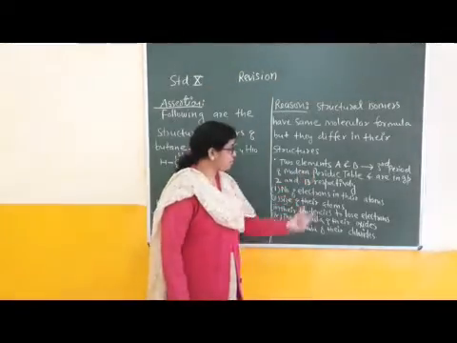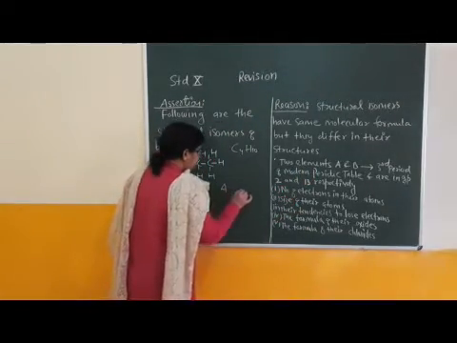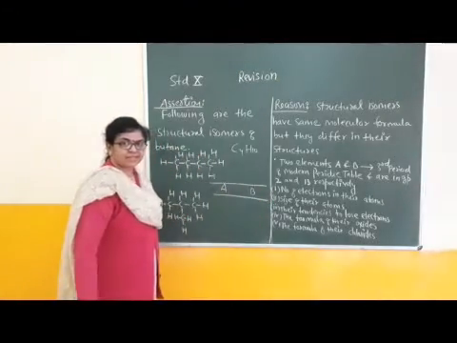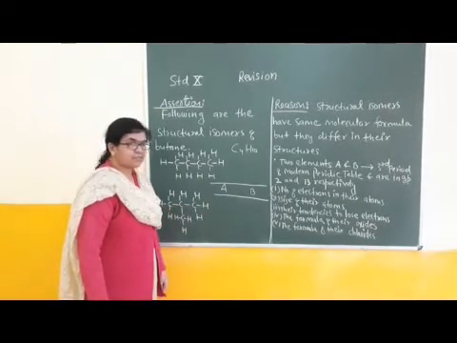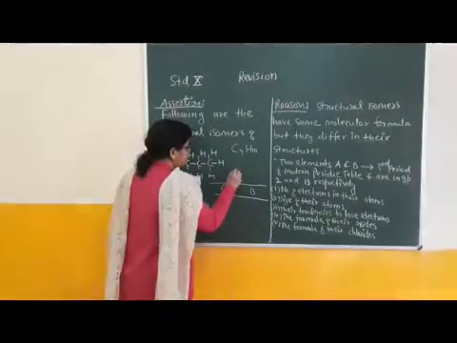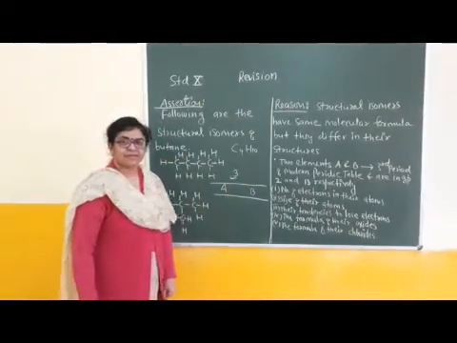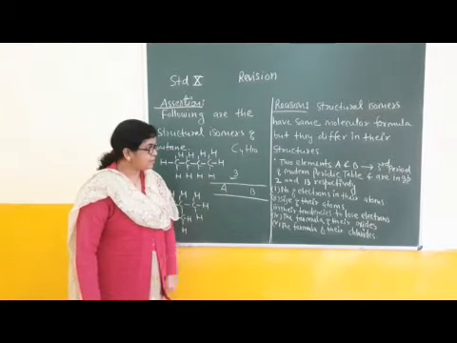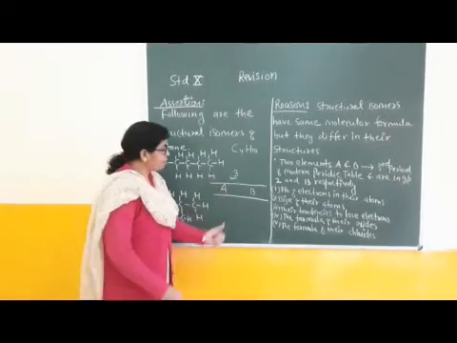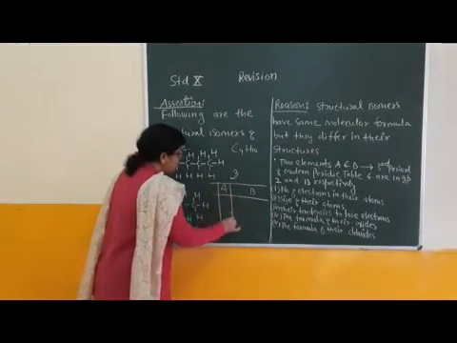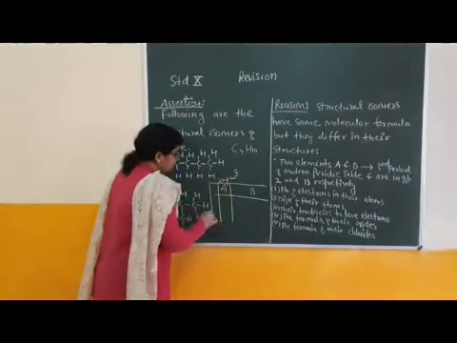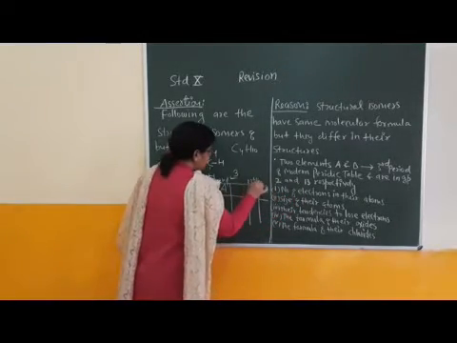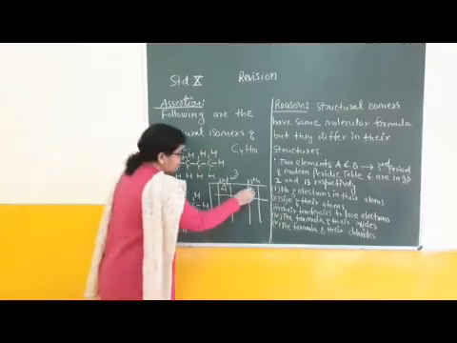First part. First of all, find out the number of shells. A and B elements are placed in the third period. It means how many shells are present? 3 shells in each case, or 3 orbits in each case, because period number is 3. Group number of element A is 2. This element is placed in the second group, and element B is placed in the 13th group.